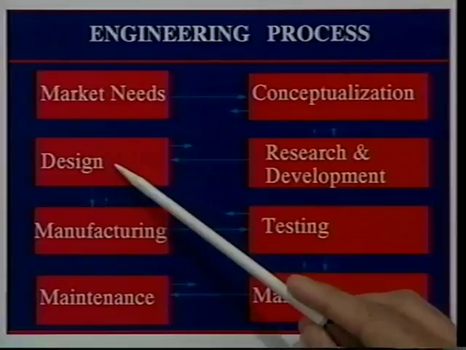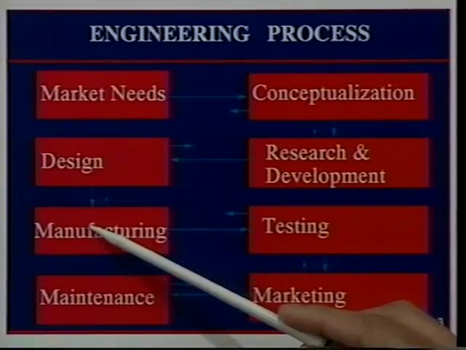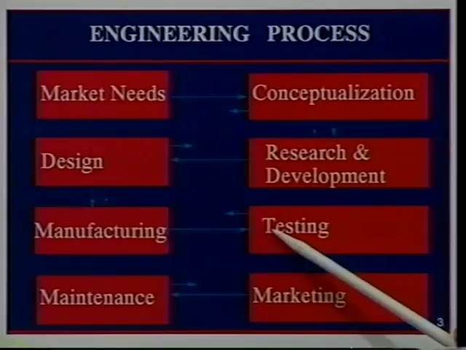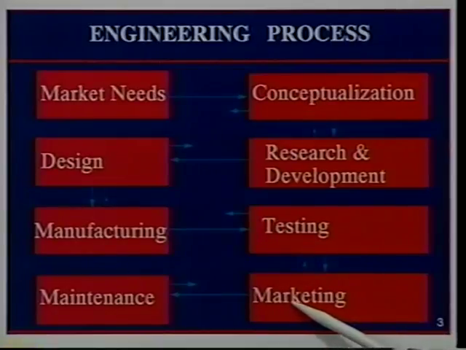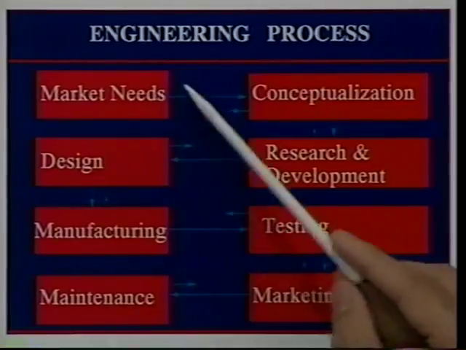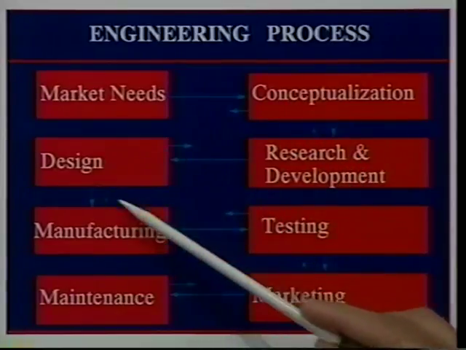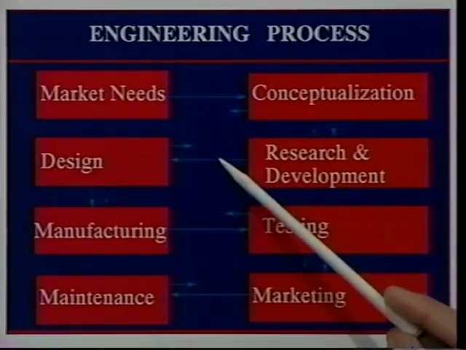From R&D we do design, and design involves coming up with a set of specifications which could be manufactured, and from manufacturing we go to the testing stage. From the testing stage we go to marketing, and from marketing we go to maintenance. This process is an iterative and collaborative process.